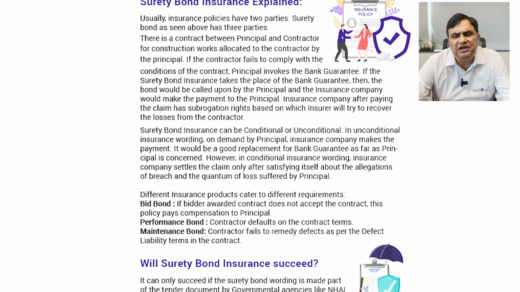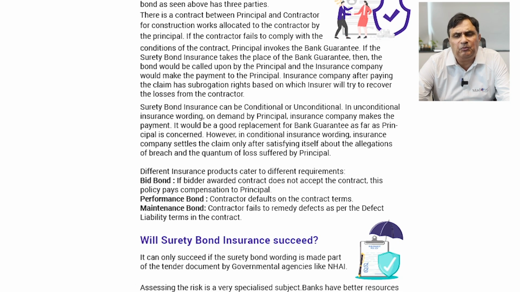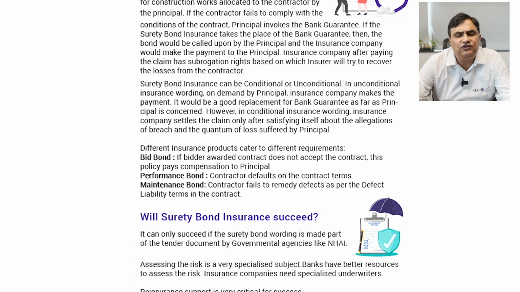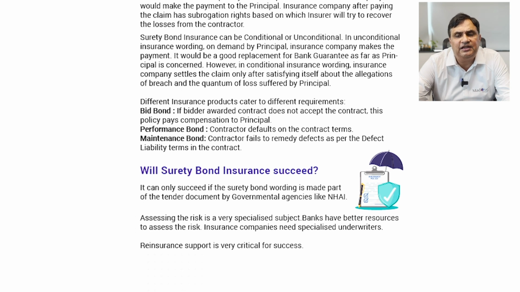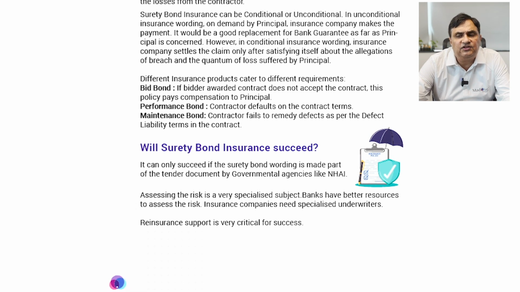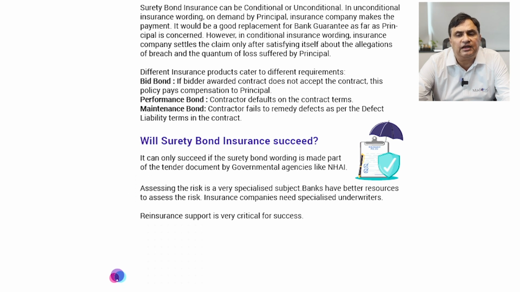There can be many different types of surety bonds. Some of the different insurance products are, one is called the bid bond, second is called the performance bond, and third is called the maintenance bond. If a bidder is awarded the contract but does not accept it, the bid bond pays compensation to the principal. In the performance bond, if the contractor defaults on the contract terms, then this bond will pay to the principal. In the maintenance bond, if the contractor fails to remedy defects as per the defects liability terms of the contract, then the bond will be paid to the principal.